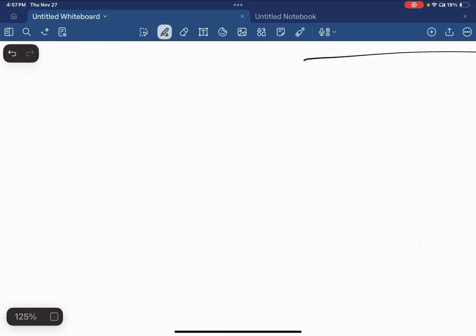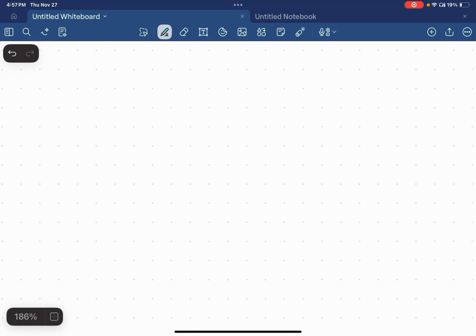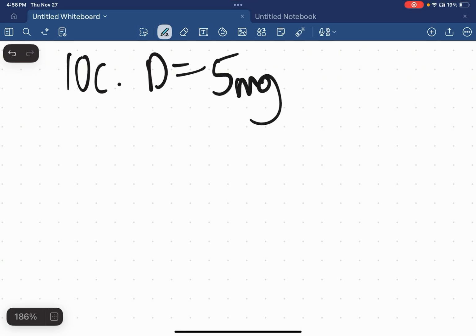Okay. 10C. The drug starts being effective when the amount of drug in the bloodstream is 7 milligrams. Determine how many times the drug must be administered for this level to be reached. Okay, pretty simple. We already know that the amount of milligrams that are going to be administered in one dose for it to be safe is 5 milligrams. And we know it becomes effective at 7 milligrams.